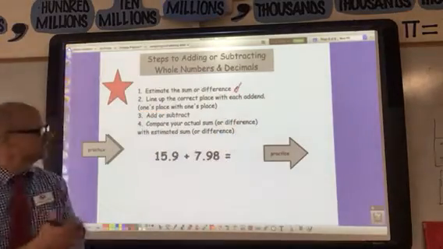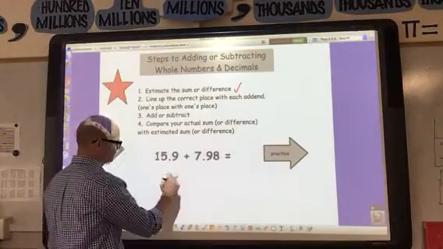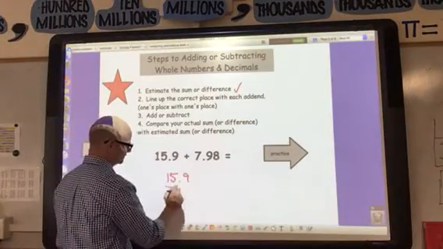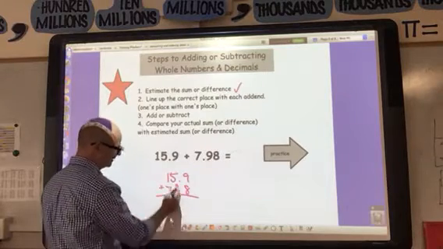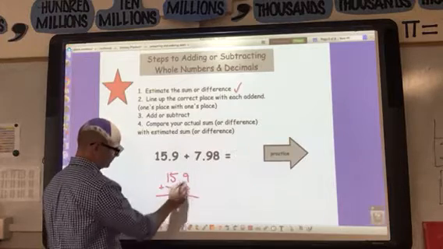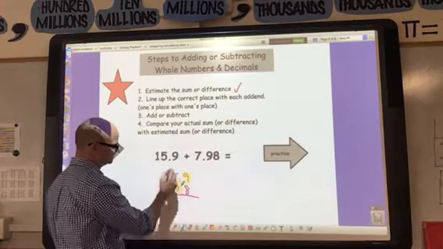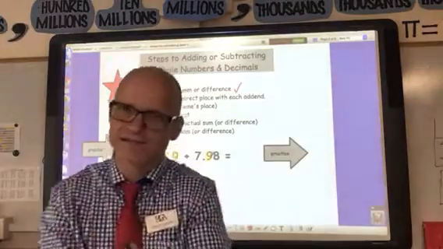Step 2, line up the correct places. Line them up. So when I'm adding, a 4th grader might try to do this. See that? But you know you have to line up your 9/10 with your 9/10. Those 9/10 have to be lined up with the other 9/10.